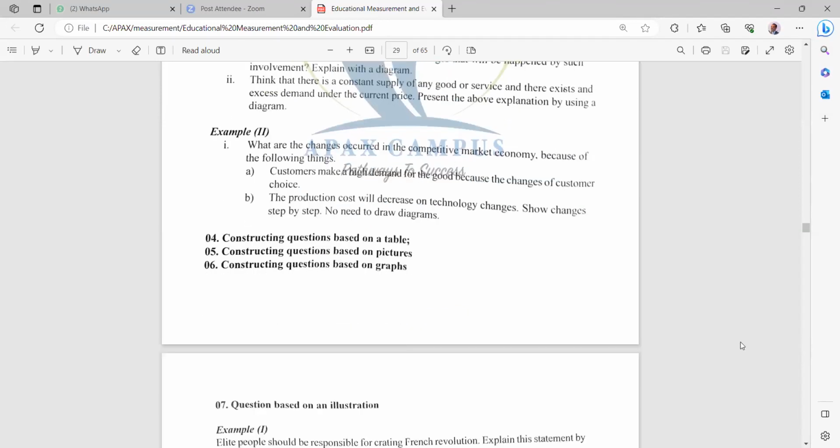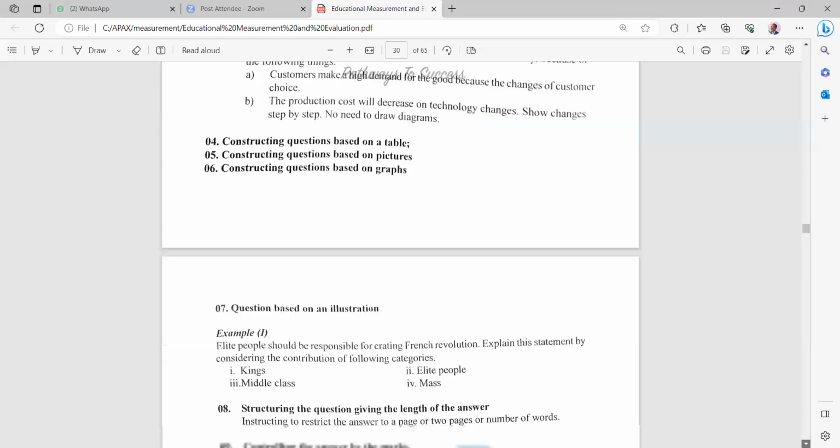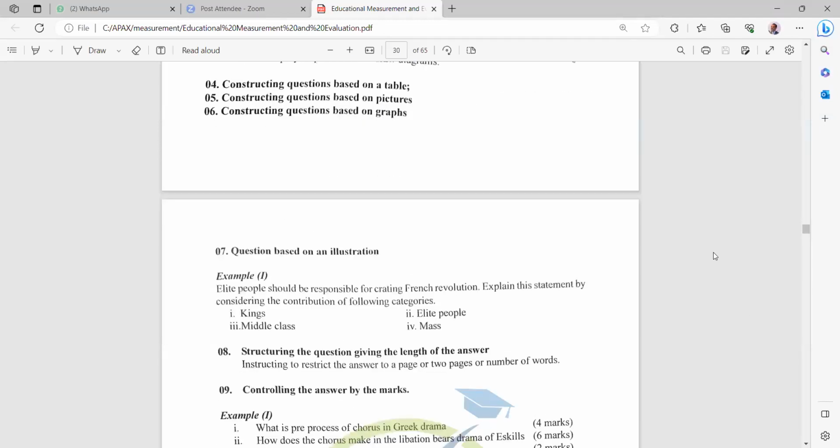Then we have 3 other question types like constructing questions based on a table, constructing questions based on pictures, and constructing questions based on graphs. So there can be different types of questions. So all these questions are called information transfer questions. We have given information in one form, and they are supposed to transfer the information into another form.